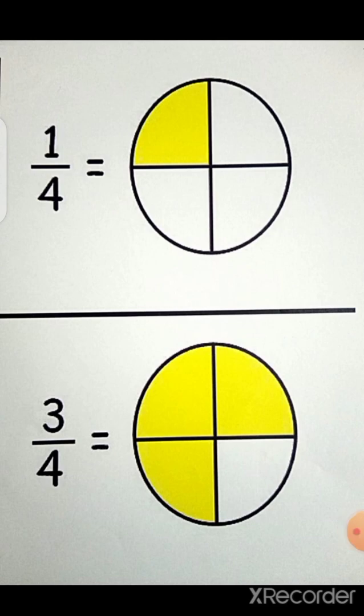If I ask how many parts are unshaded in this figure, only one part is left that is not shaded. So the fraction for the unshaded part is 1 over 4. Very good. You understood this?